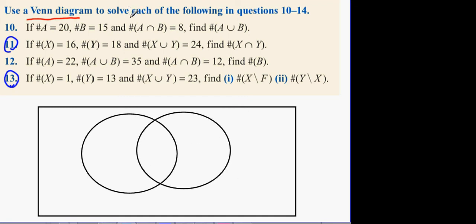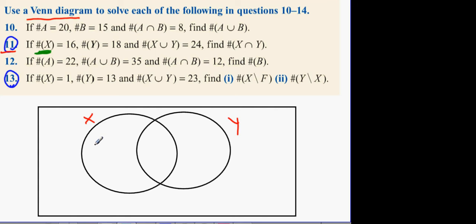Now, next thing, Orson, what should I call the one on the left? What letter? For question 11, what letter should I call the one on the left? And the one on the right? How did you know to do it that way? Because it says, cardinal number means the amount of elements in X is 16, the amount of elements in Y is 18. Okay, so here we go.